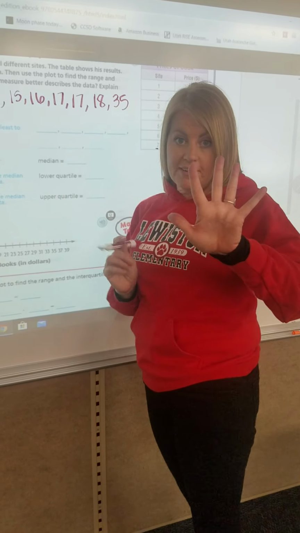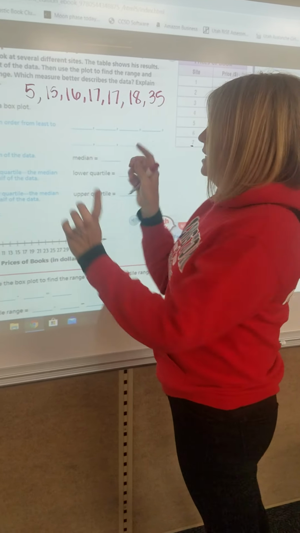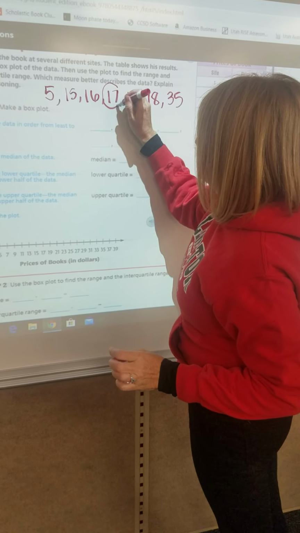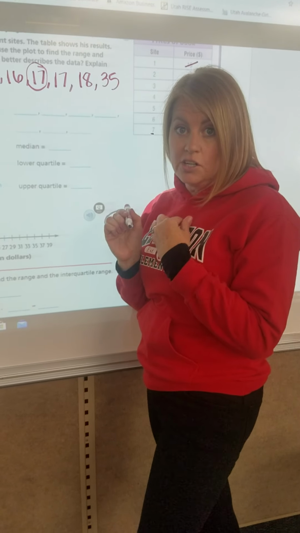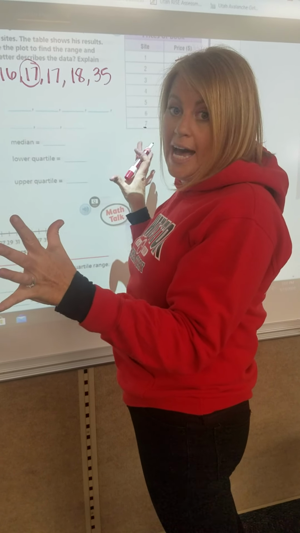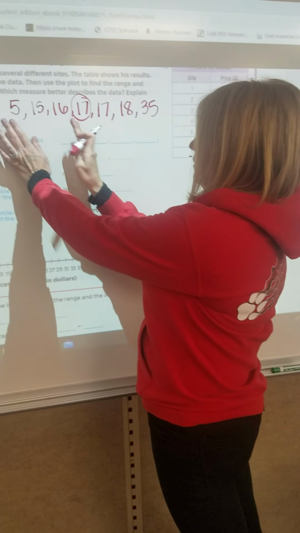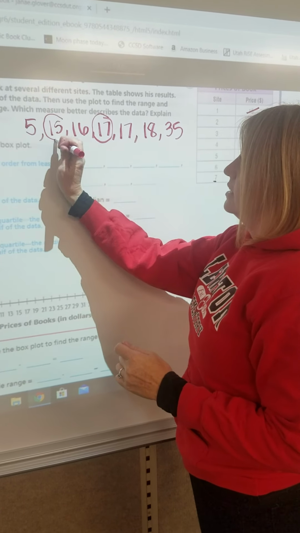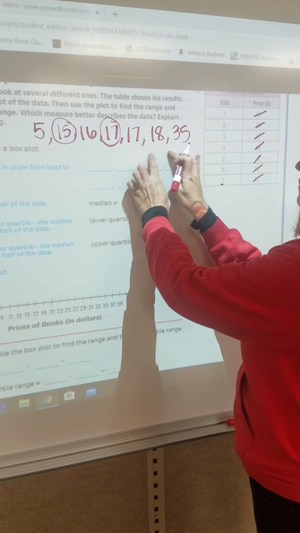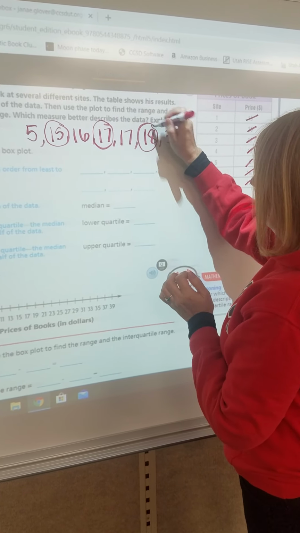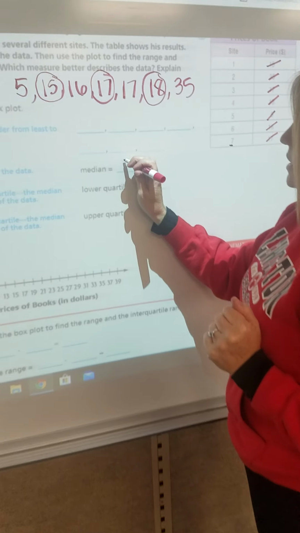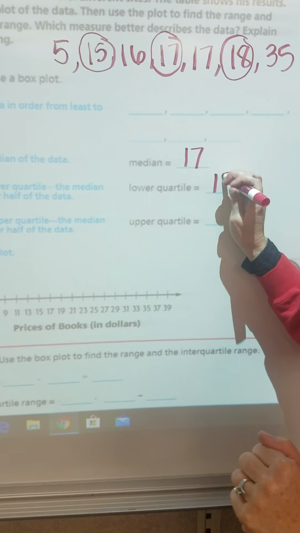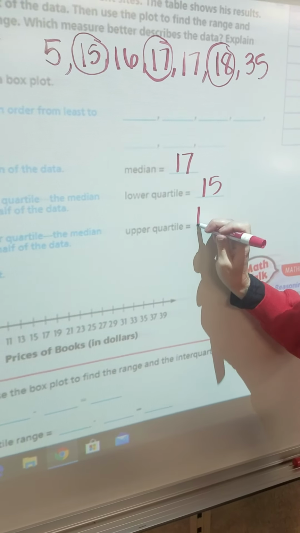Okay, so the first thing I'm going to find is the middle, the median. Right there, 17. Remember, I like to circle it because it kind of chunks my data into 2 halves. Now I'm going to find the middle of the bottom half, which is right here, 15. And the middle of the top half, the upper quartile, is 18. So our median was 17, the lower quartile was 15, the upper quartile was 18.